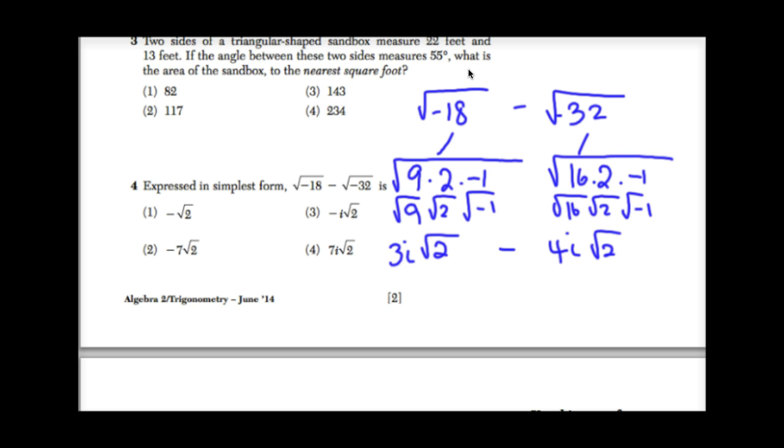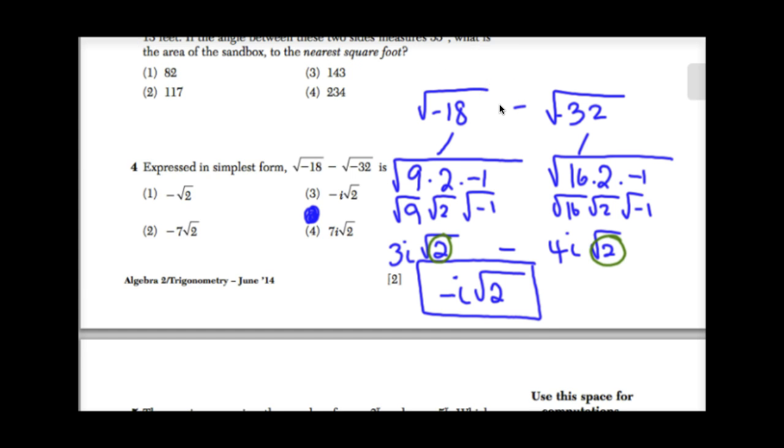Now I can go ahead and subtract because they have the same number under the radical. 3i take away 4i is going to leave you with negative i radical 2, and this will be my final answer, which is choice 3. If you notice here, it's the same number. That was our goal today, to make sure that they're the same number before I can go ahead and combine.